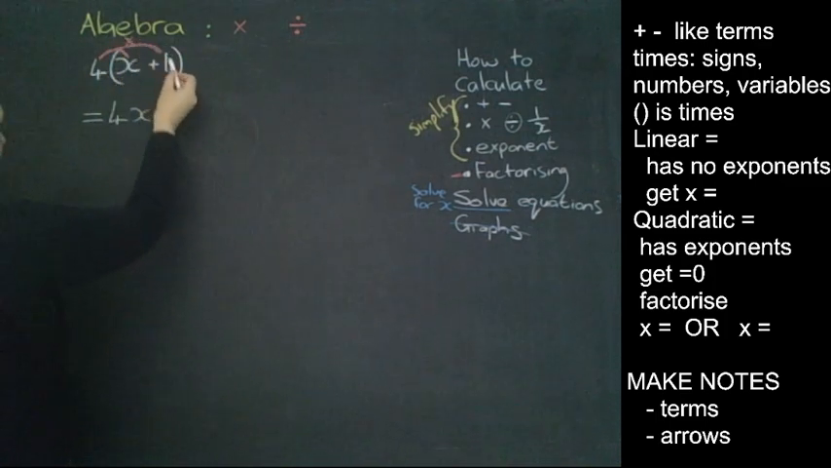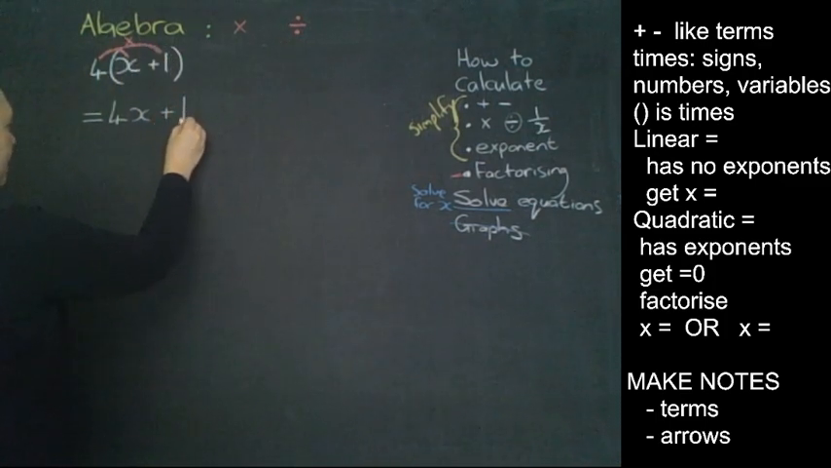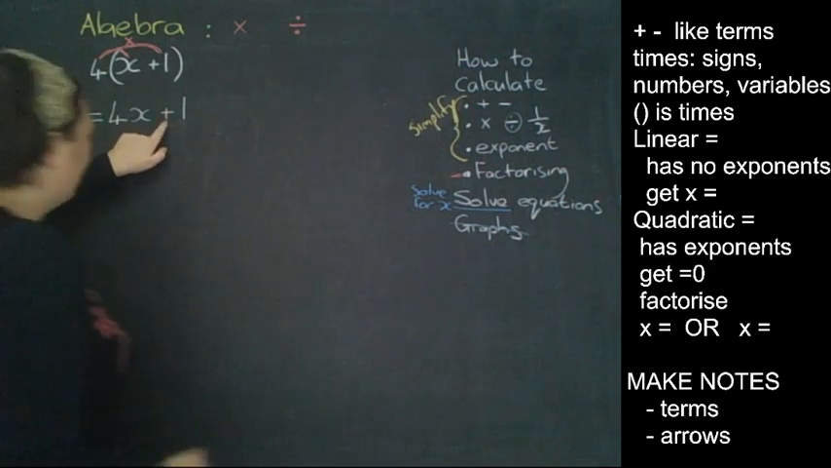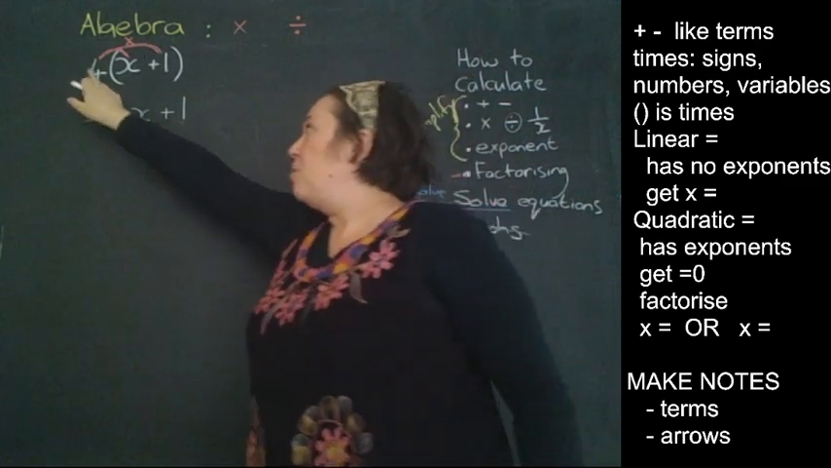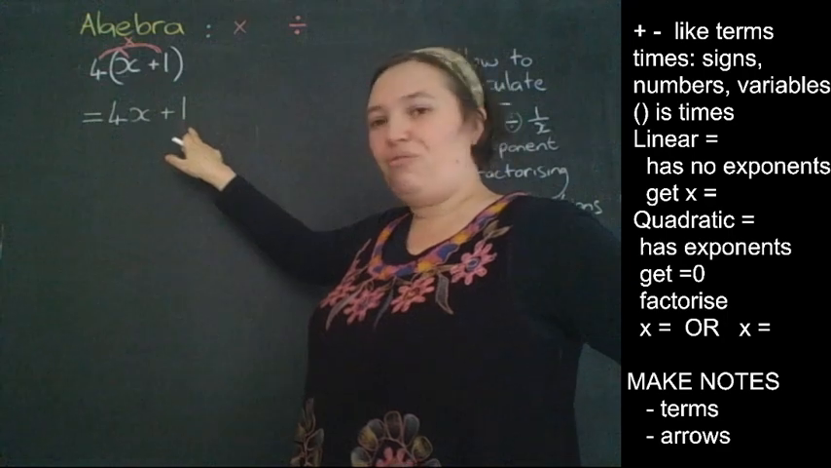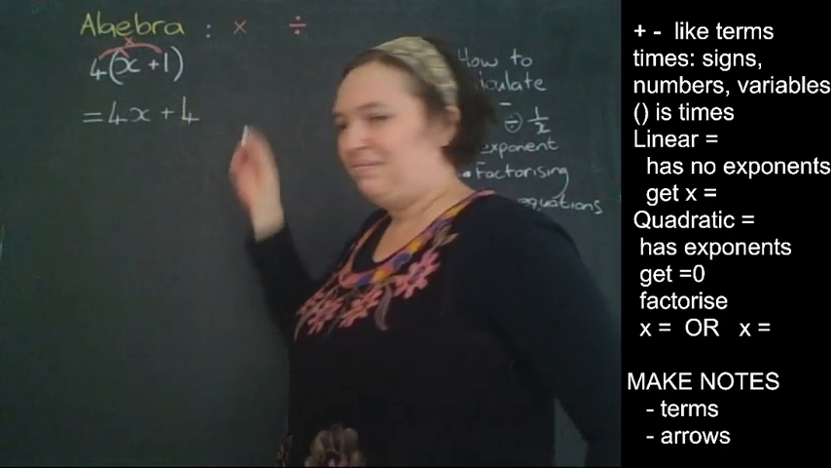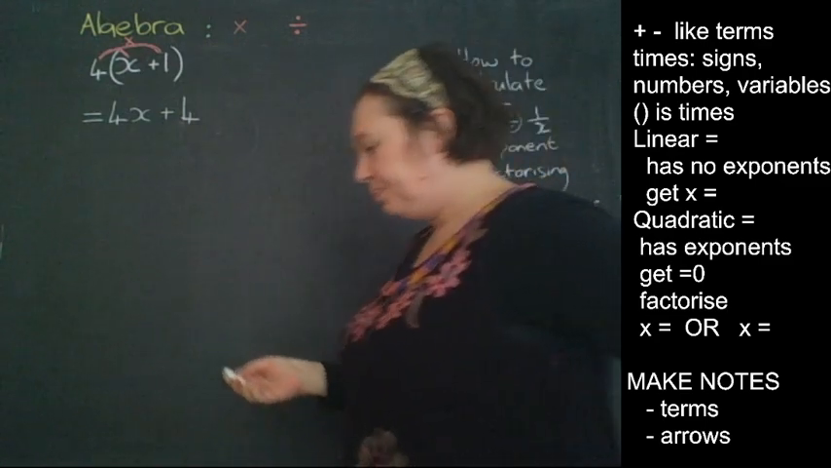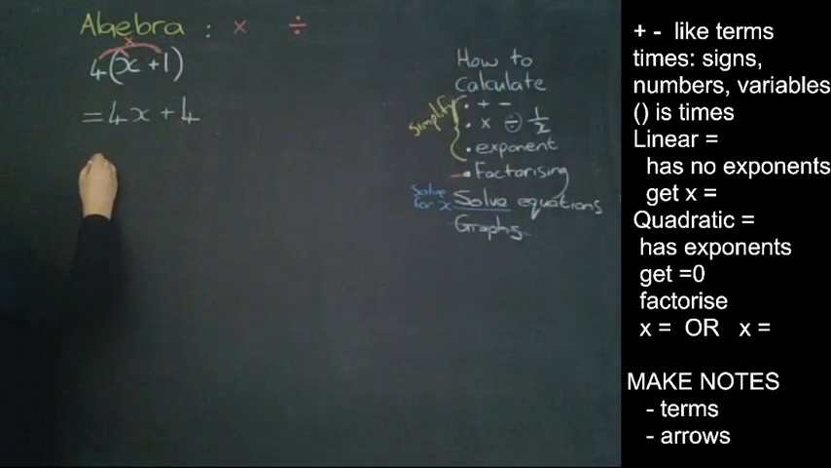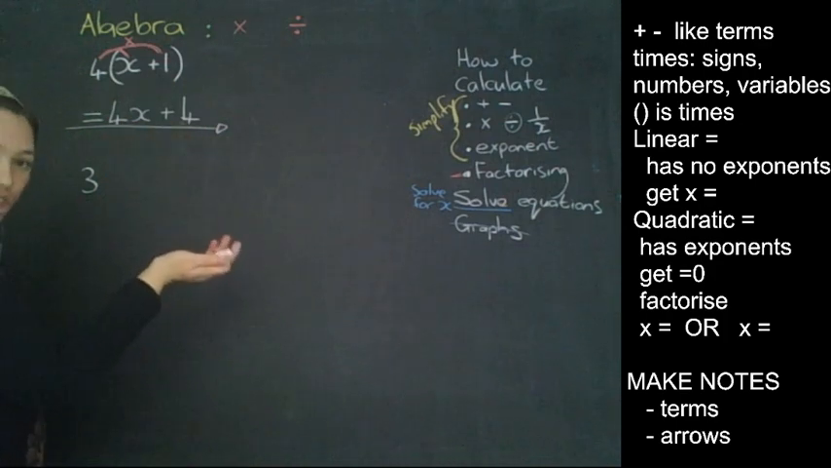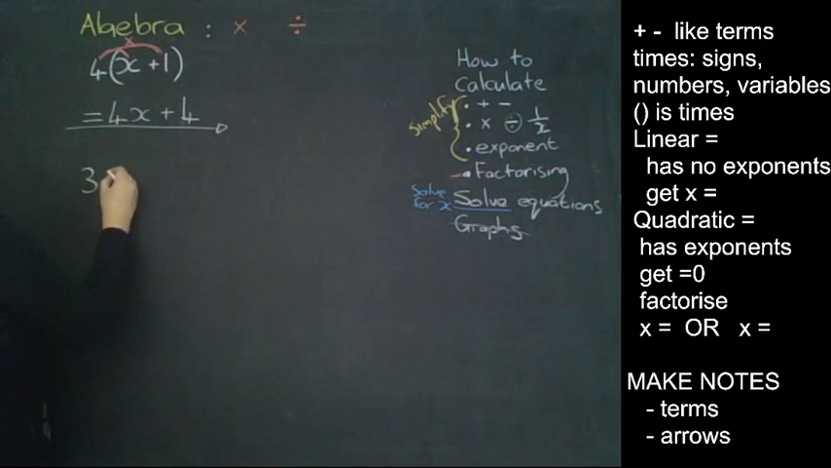4 times 1 is 4. This plus is not just a random plus. This one is positive because positive 4 times positive 1 is positive 4. All right, let's do another. And that's your answer, because these are not like terms. You can't do anything else. Okay, so let's go like this.